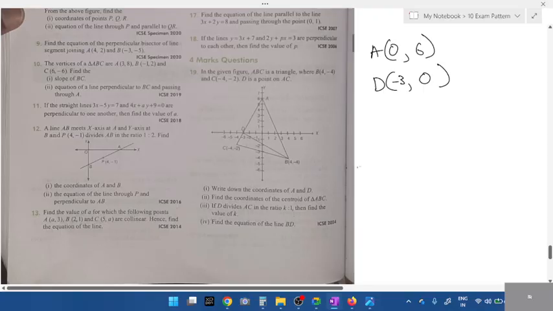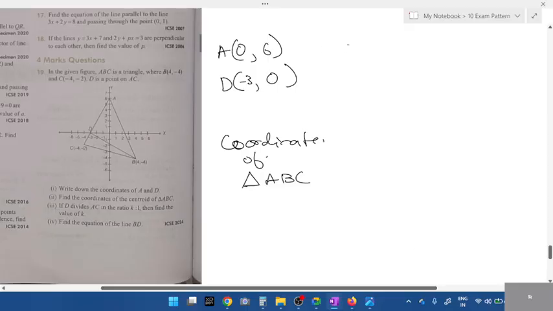Next, what do we need to find? Find the coordinate of centroid. What is centroid formula? Do you remember x1, x2, x3 divided by 2? Divided by 2 or 3? Yeah, 3. Coordinates of triangle ABC. What are the 3 points we have to take? A, B and C, students. A value is 0, 6.